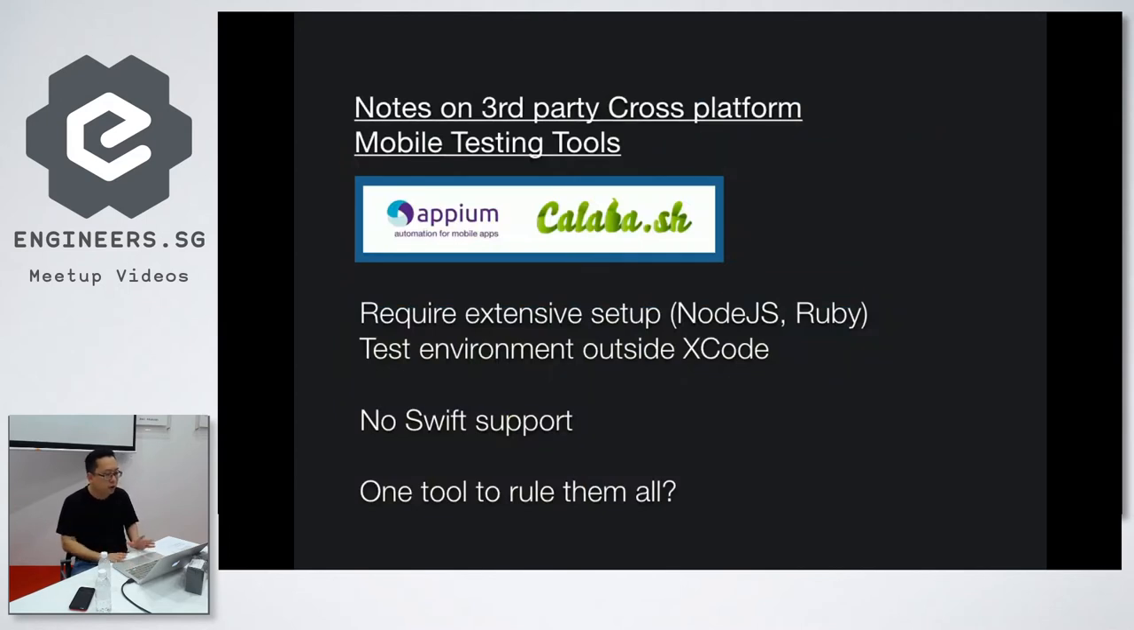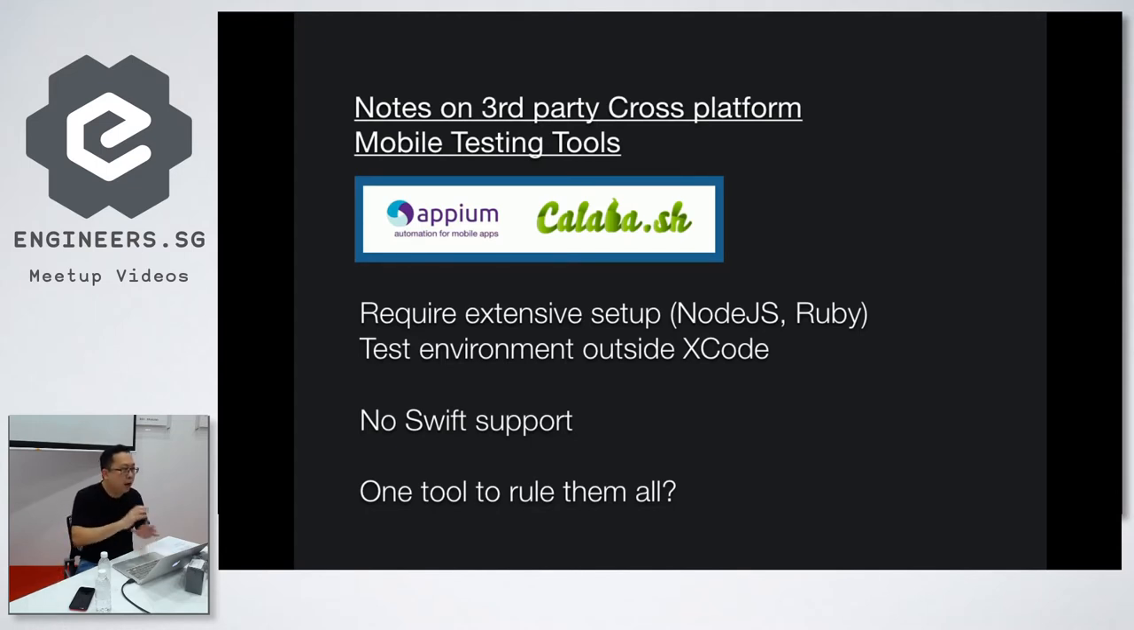So just some notes on third-party cross-platform tools. There are two popular tools in the market right now, which are Appium and Calabash. It's common for organizations to use these tools to test all platforms. However, I think some of you have used them, and you will know that they require some extra setup, where you may need to set up Node.js or even Java. And for Calabash, you probably need to set up Ruby. And you have to run your test outside Xcode itself. And then there's also no Swift support available.